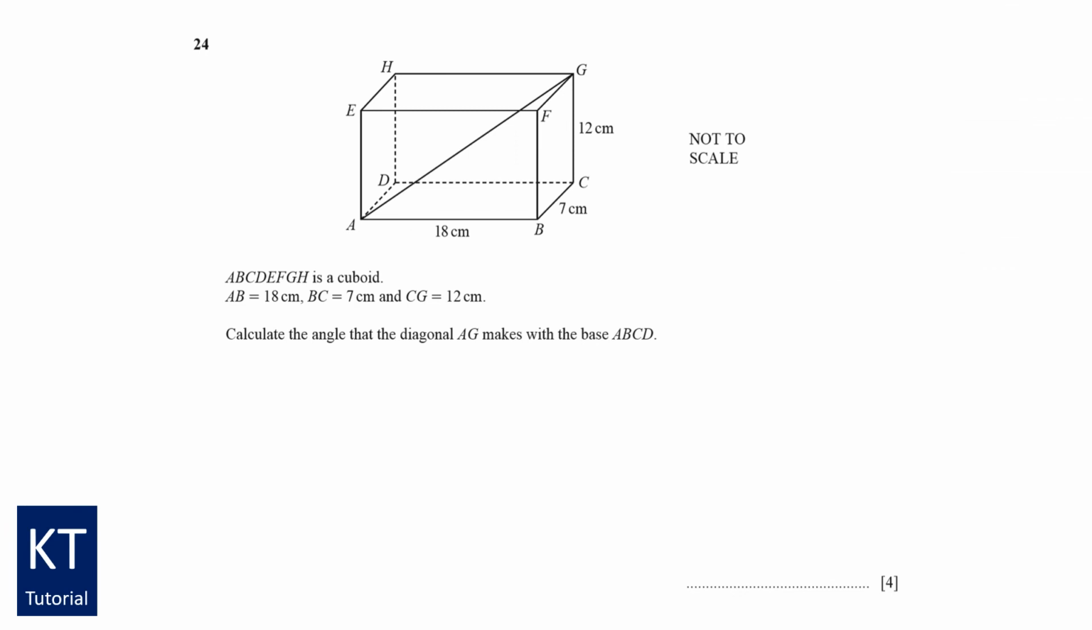Question 24. A, B, C, D, E, F, G, H is a cuboid, with AB being 18 cm, BC being 7 cm, and CG being 12 cm. Calculate the angle that the diagonal AG makes with the base ABCD. The solution to this problem is best represented by the blue triangle in the cuboid. Here you start by identifying AC using the Pythagoras theorem against the components 7 cm and 18 cm respectively. You can then go on to identify theta, knowing that tangent theta is 12 over AC.